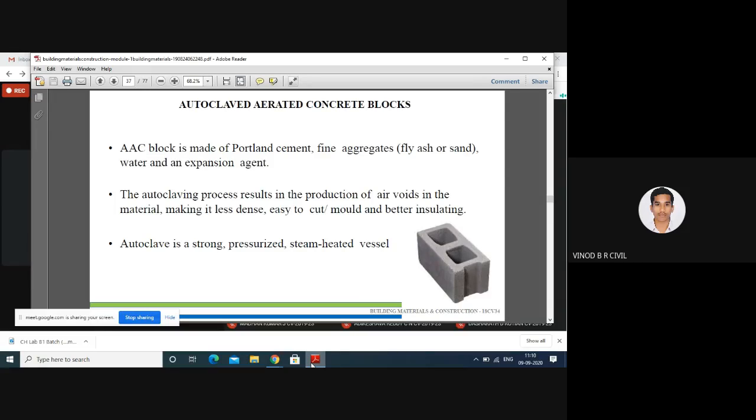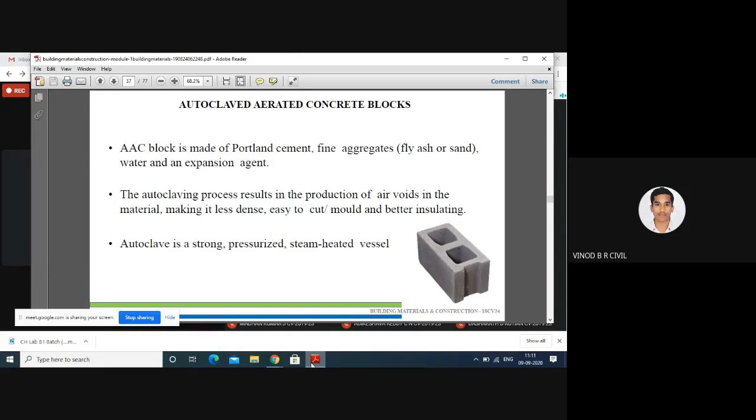Next one is autoclaved aerated concrete blocks, also called AAC blocks. AAC blocks are made up of Portland cement, fine aggregate, and water, and an expansion agent, which is nothing but an admixture. They use different materials. For example, for aerated blocks, cement, fine aggregate and water are the basic materials. Based on the availability and the requirement, they use different chemical admixtures or expansion agents to get a good result.